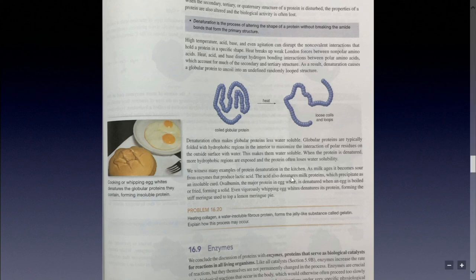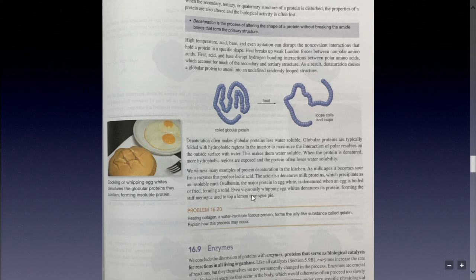And what that's going to do is denature the proteins. The lactic acid is going to denature the milk proteins. And that's why they're going to precipitate out as an insoluble curd. They won't be dissolved anymore because the hydrophobic side chains are now exposed instead of being all tucked away nice and neat inside the globular protein. Ovalbumin, which is a major protein in egg white, is denatured when you heat it up as well.